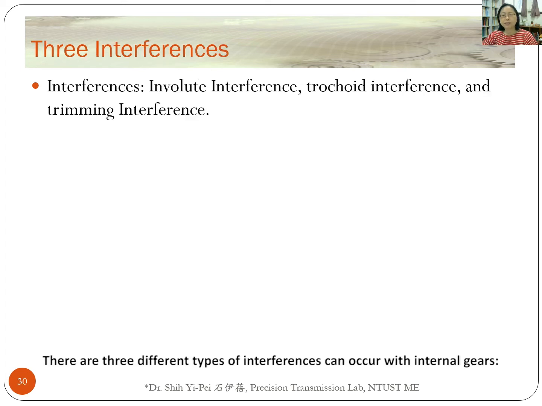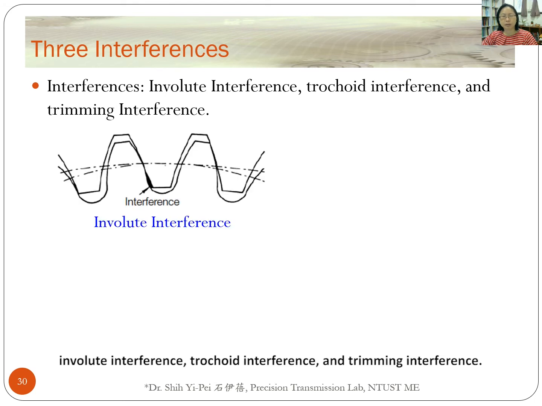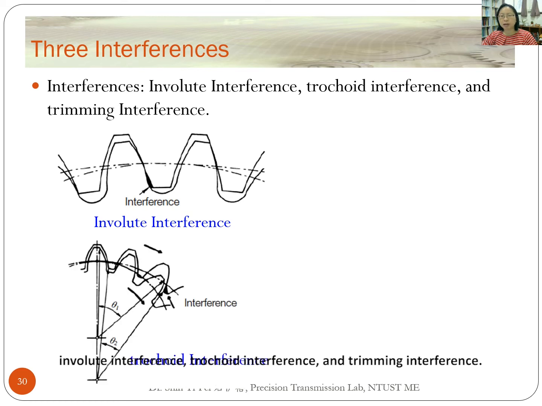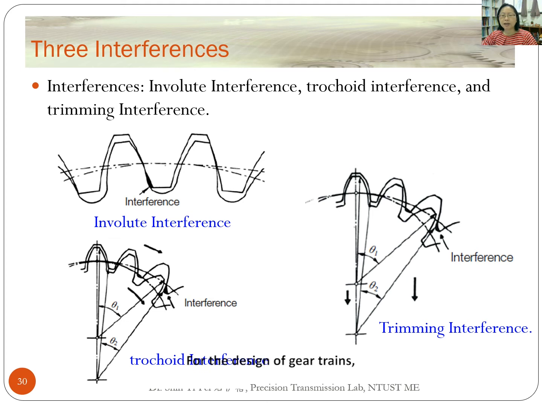There are three different types of interference that can occur with internal gears: involute interference, trochoid interference, and trimming interference. For the design of gear trains, we need to avoid the first two interferences. But for manufacture, for example, shaping cutters, we need to avoid all the interferences.